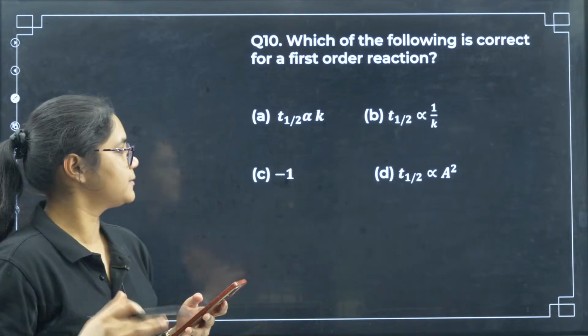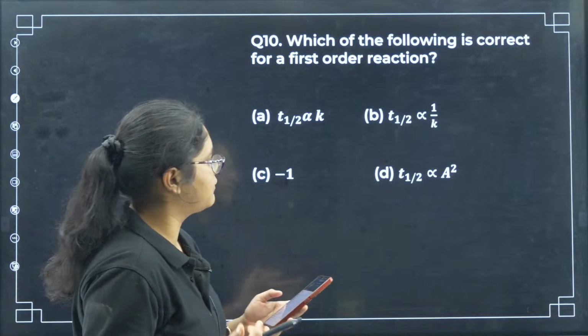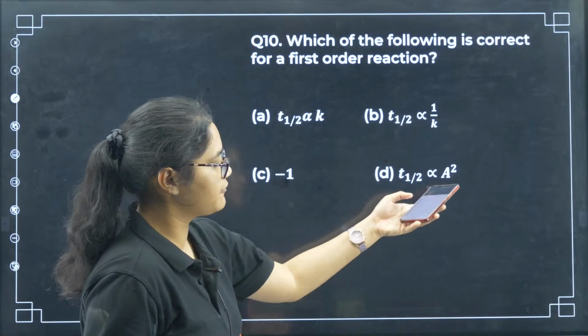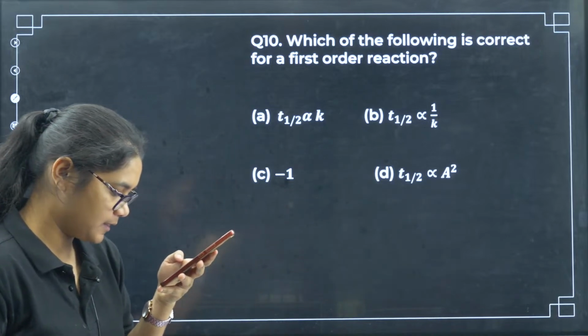T half is proportional to K, proportional to 1 by K minus 1. T half is proportional to A square.